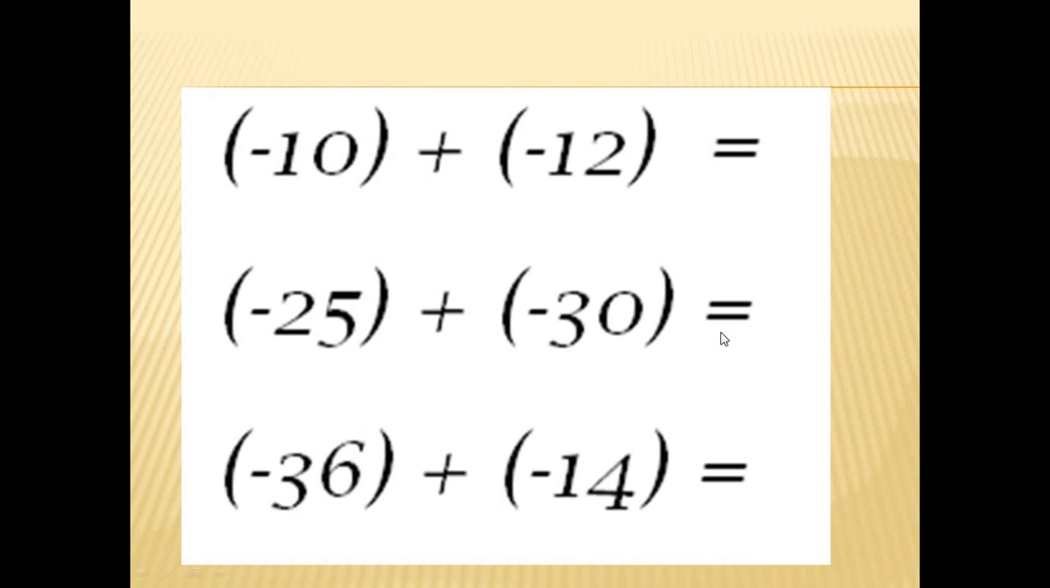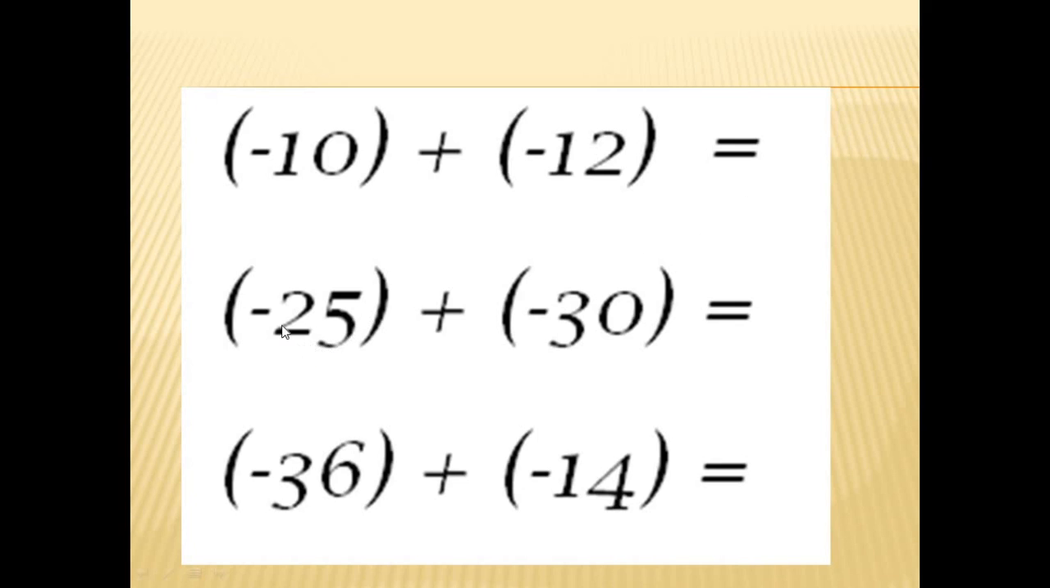Now let's add these negative numbers without using the counters. The first one is negative 10 and negative 12. Let's add 10 and 12 together. It is 22. Remember, you are adding two negative numbers. So negative 10 plus negative 12 will be negative 22.